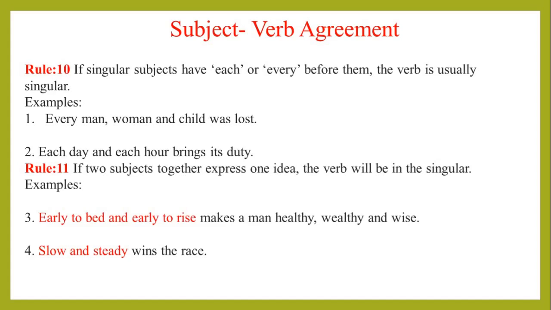Rule 11. If two subjects together express one idea, the verb will be singular. Example: early to bed and early to rise makes a man healthy, wealthy and wise. Here, early to bed and early to rise is expressing one idea. That's why the verb used over here should be singular. Slow and steady wins the race. The verb "wins" is used in the singular.